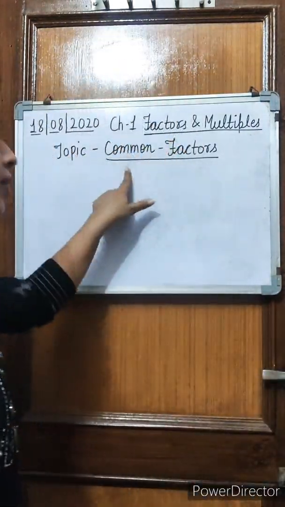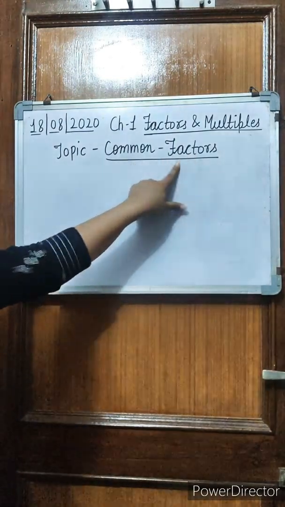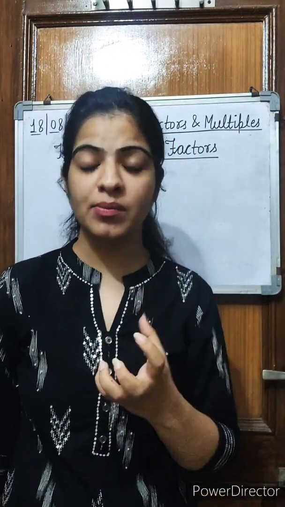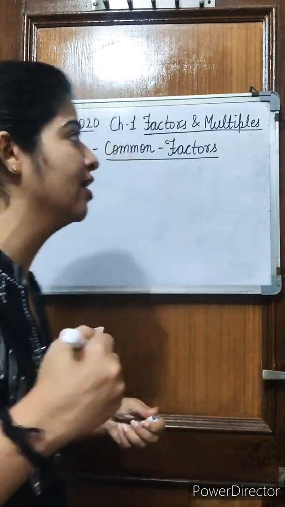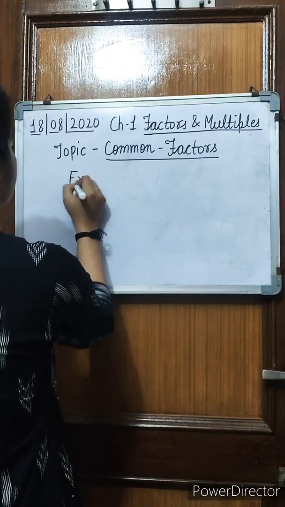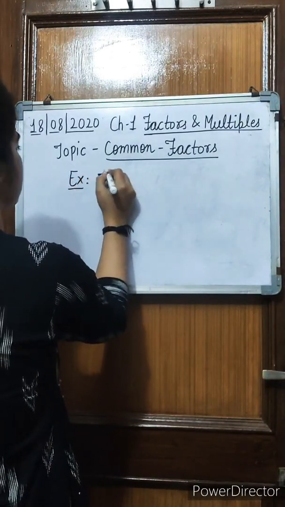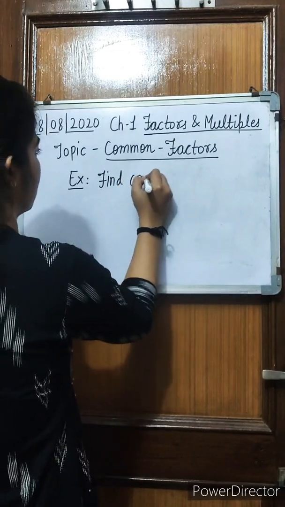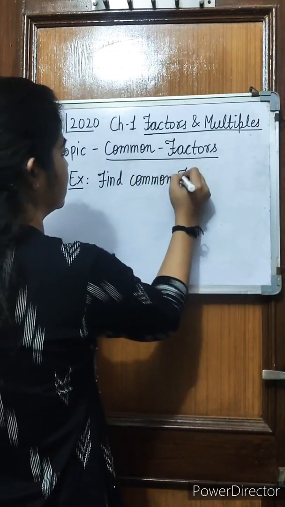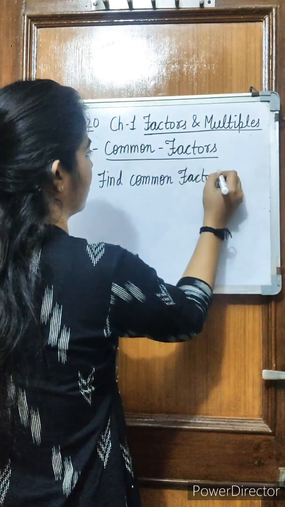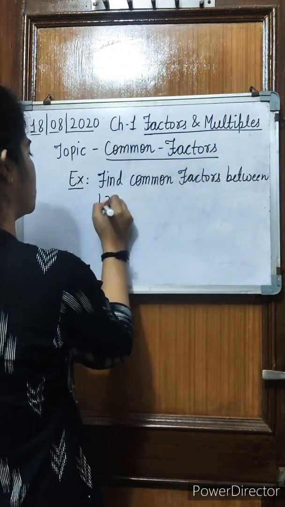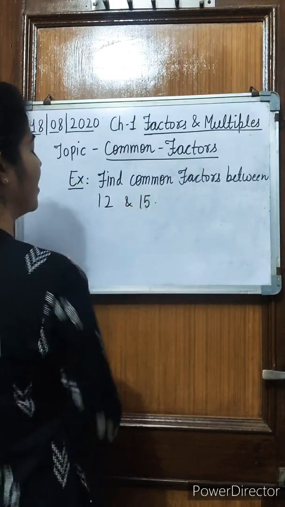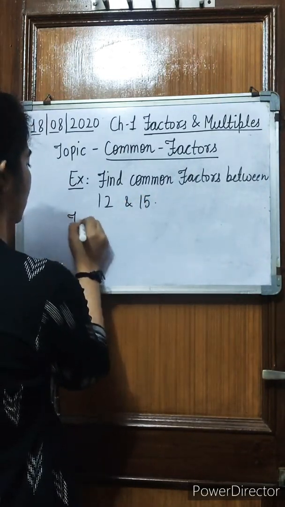Now we will study our next topic, that is common factors. As you know, the name common means which look similar. So we have to find the similar factors of any two numbers. Suppose we are taking one example. Find common factors between 12 and 15.